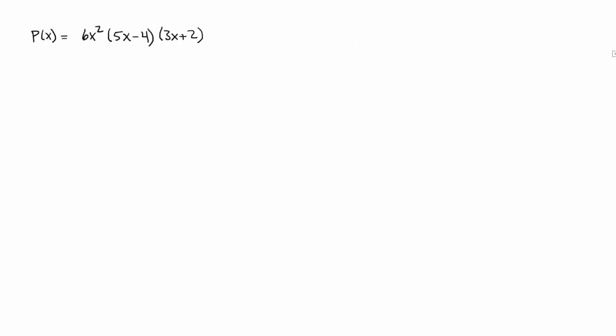In the second example, we have p of x is equal to 6x squared times (5x - 4) times (3x + 2). So here we have an x squared, and then we have two linear factors. So our degree, this is a fourth degree polynomial.